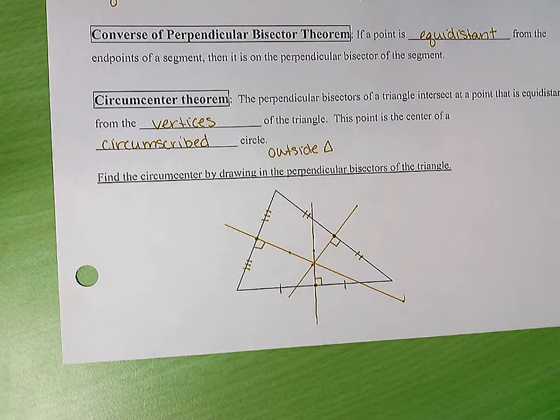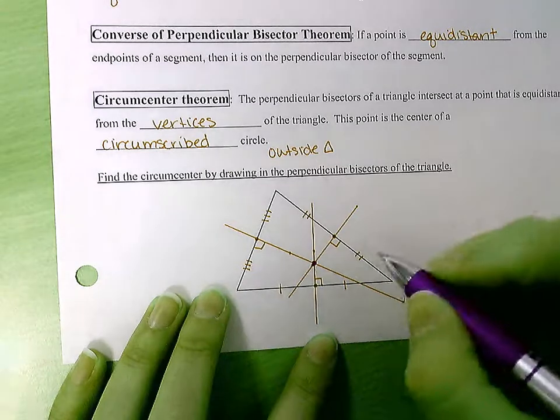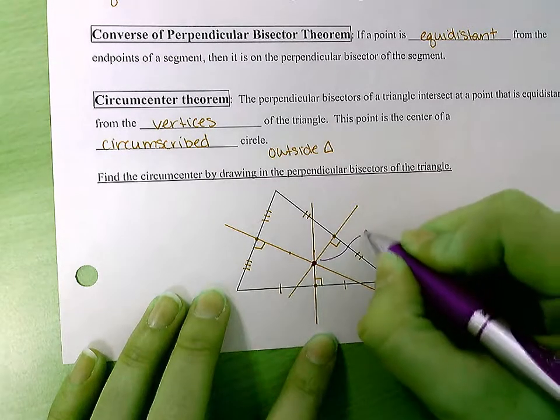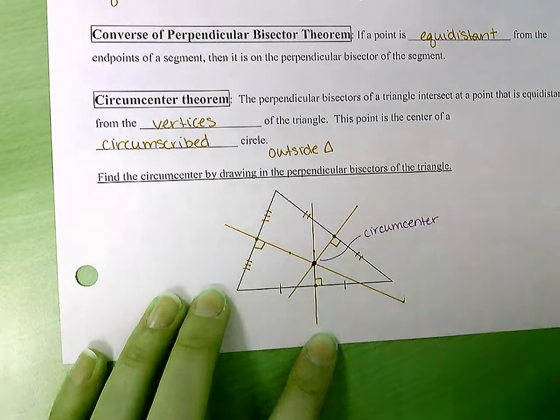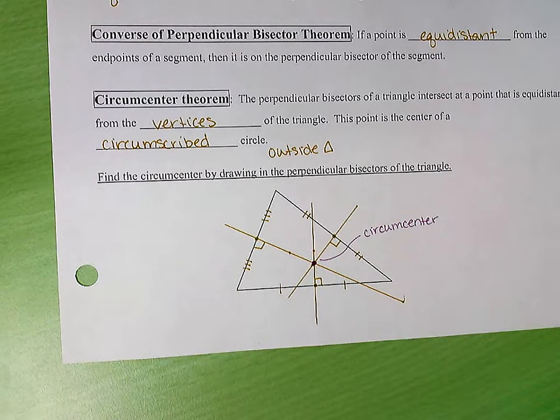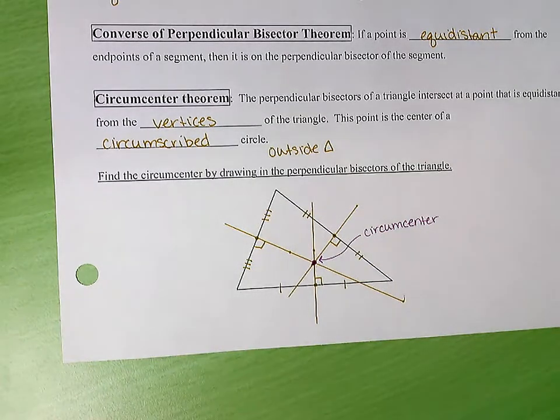So this point where they all intersect right here is your circumcenter. That point where they all intersect is the circumcenter.